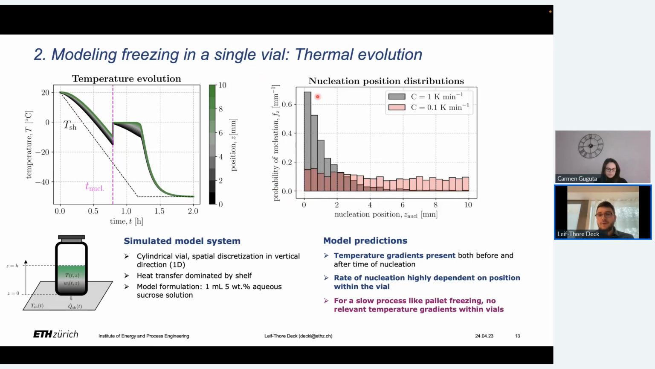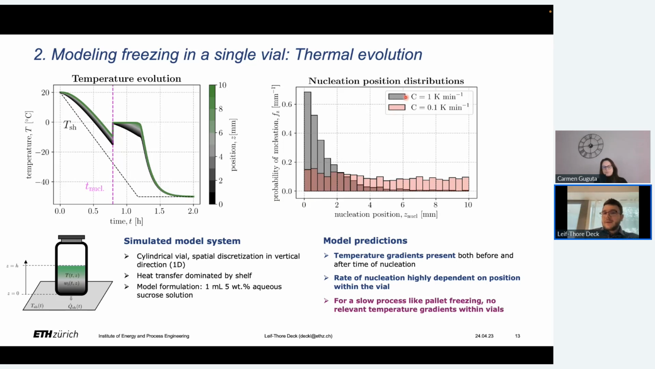And we have done this for 2 cooling rates. In red, we have a slow cooling rate, 0.1 Kelvin per minute. And you see that these bars here are more or less similar in terms of height in all positions. So nucleation is more or less happening with the same likelihood everywhere in the vial, which indicates that gradients don't really have a strong effect.